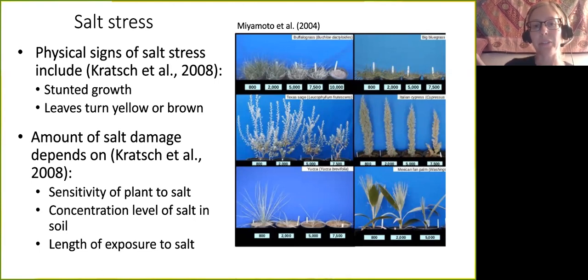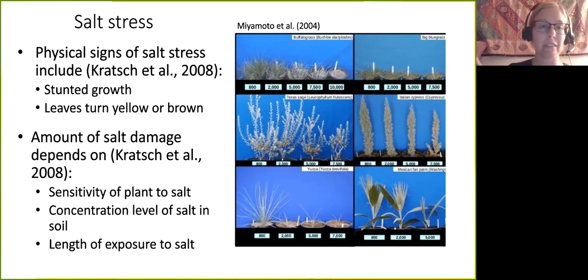And there are different factors that go into how the plant will respond to the salt damage or the salts in the soil. Plants have different sensitivity levels to salt. Some are very sensitive, others are not. You can think mangroves are not sensitive to salt. They live in salt water.